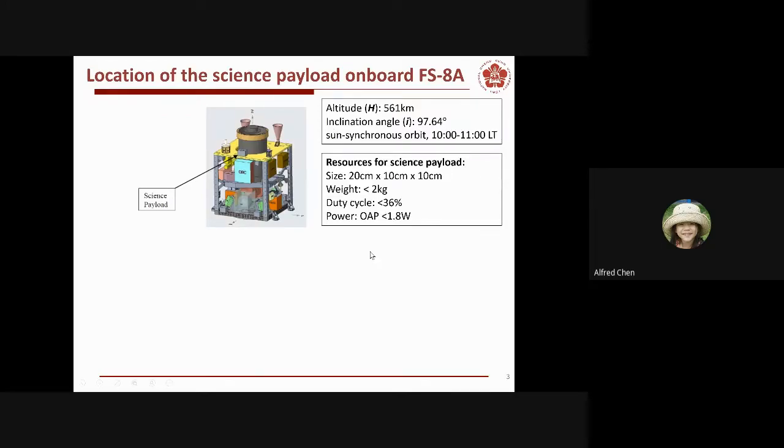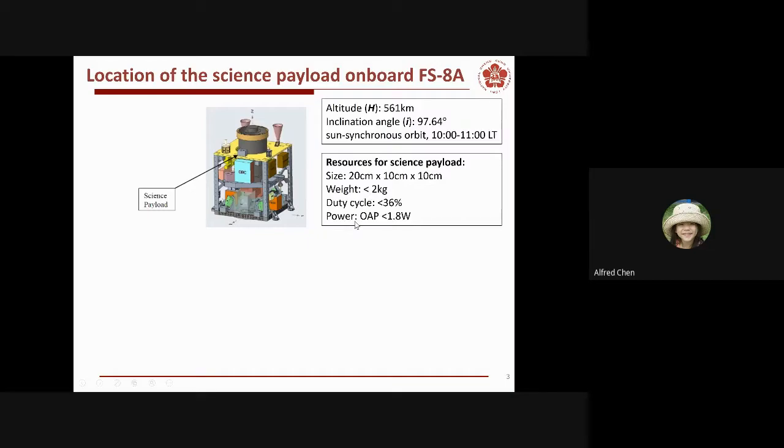For the payload location, in the beginning, NSPO provided 3 possible positions for the science payload, and the NCKU team chose this location on the Z direction. So this is RSI, and this is the position of the science payload. In this position, there are also some restrictions for the science payload. The size cannot exceed 20 centimeters by 10 centimeters by 10 centimeters, the weight should be less than 2 kilograms, and the duty cycle should be kept less than 36%.